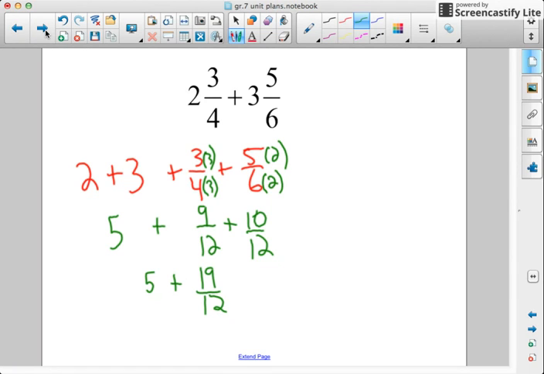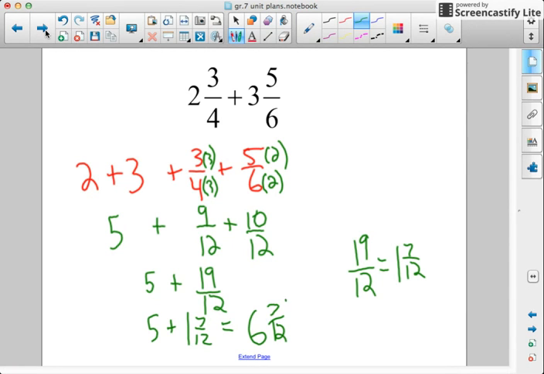Now this 19 twelfths, I need to make back into a mixed number, which is 1 and 7 twelfths. So that 1 and 7 twelfths plus the 5 would give me 6 and 7 twelfths. So I personally think that method is a little bit easier, but the other one will work all the time too if you prefer that.